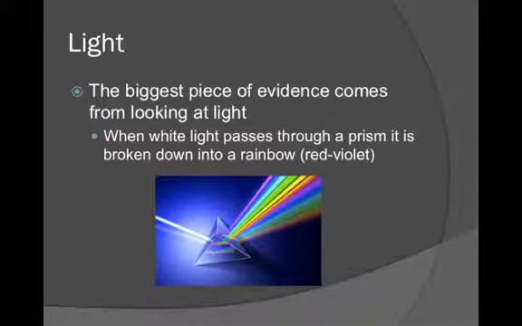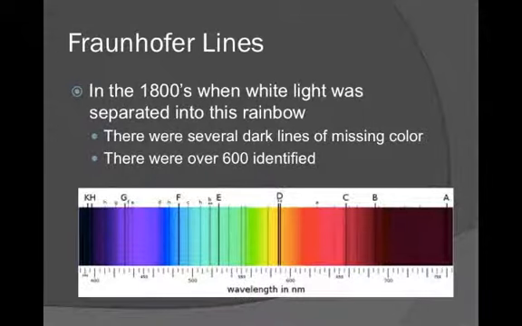When white light passes through a prism, it is broken down into a rainbow. It starts at red and goes to violet. Everybody's seen a rainbow, right? Okay, well, if you shine white light through a prism, you should also see a rainbow. Well, what people started noticing is that when we put our sunlight through a prism, it would actually produce these things called Fraunhofer lines. Okay, and basically, those are these black lines in this rainbow.